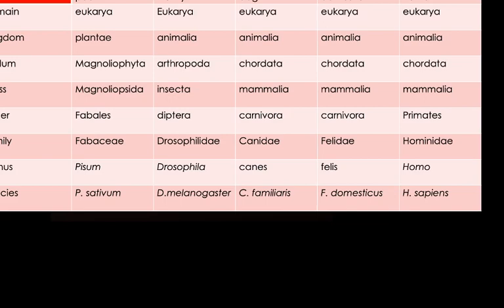And lastly, we have the organism, human, which falls under the eukaryote domain, kingdom Animalia, phylum Chordata, class Mammalia, order it's Primates, family Hominidae, genus Homo, and lastly its species name is Homo sapiens, so H. sapiens.